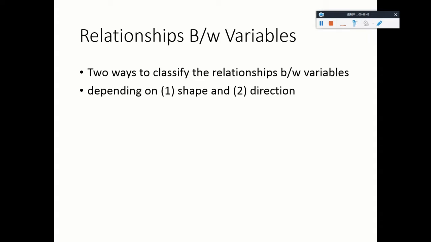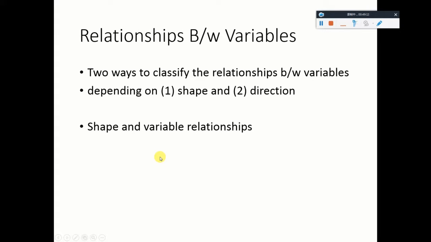So the first way to think about the relationships between two variables is to think about the shape of the relationship. That sounds a little weird at this moment, but it actually makes sense. Later on, we'll see. And the second way to think about the relationships between two variables is to think about the direction of the relationships. Okay, so let's make sense of them.